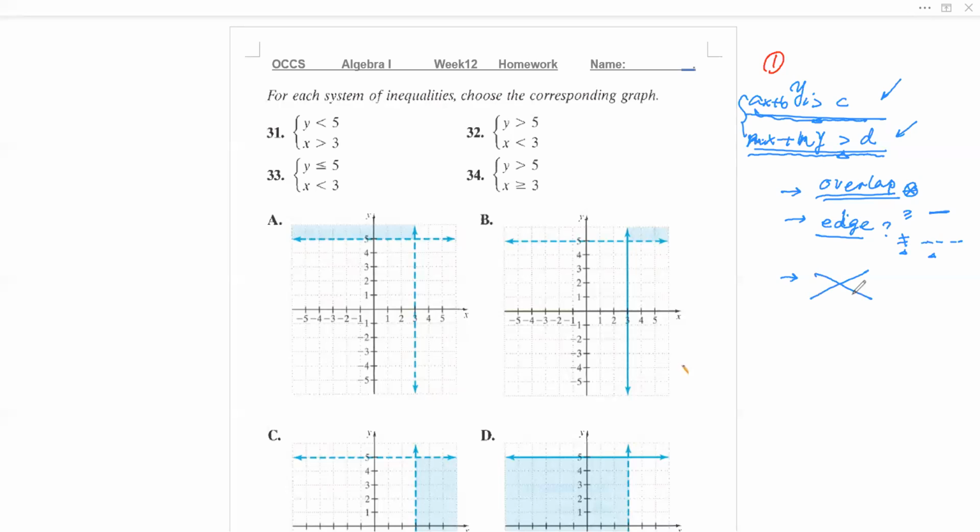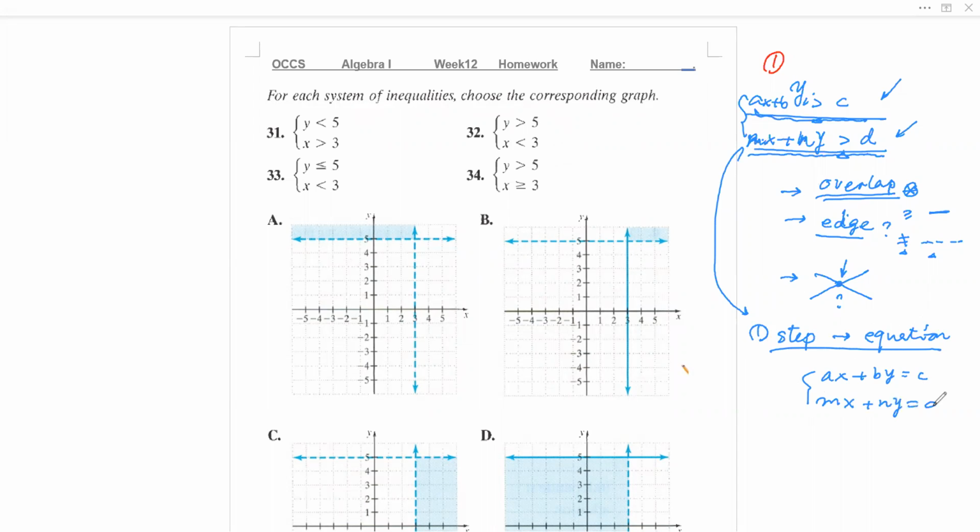If this is an edge line, and there's another edge line here, they possibly have a crossing. We need to find out if they are crossing, and what the cross point is. Let's go back to see this process. First, we change the inequality system into equations. So these two linear lines change into a system like ax plus by equals c, and mx plus ny equals d.